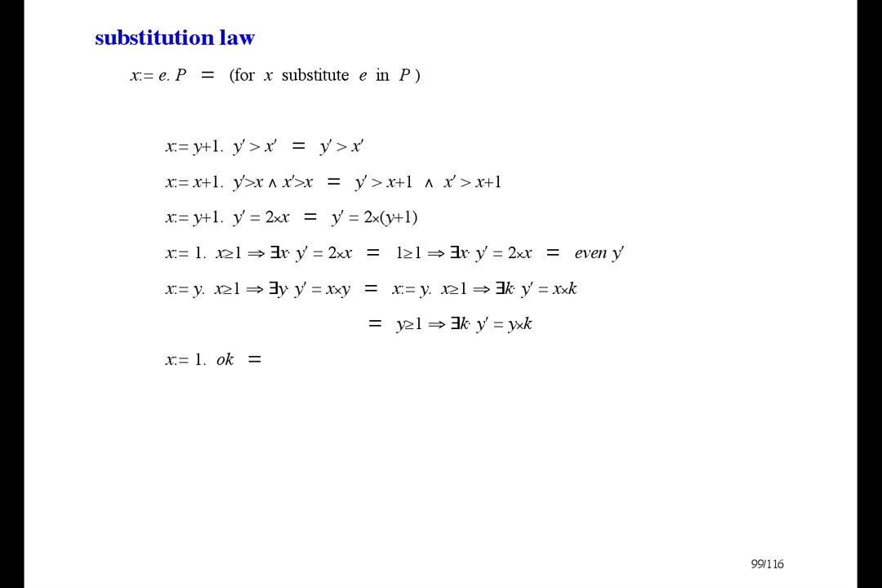The next example says x gets 1 and then OK. The point here is that you don't say there's no x to be replaced. You have to realize that OK stands for x prime equals x and y prime equals y, assuming the variables are x and y in these examples. So there is an x to replace, and the result is x prime equals 1 and y prime equals y.